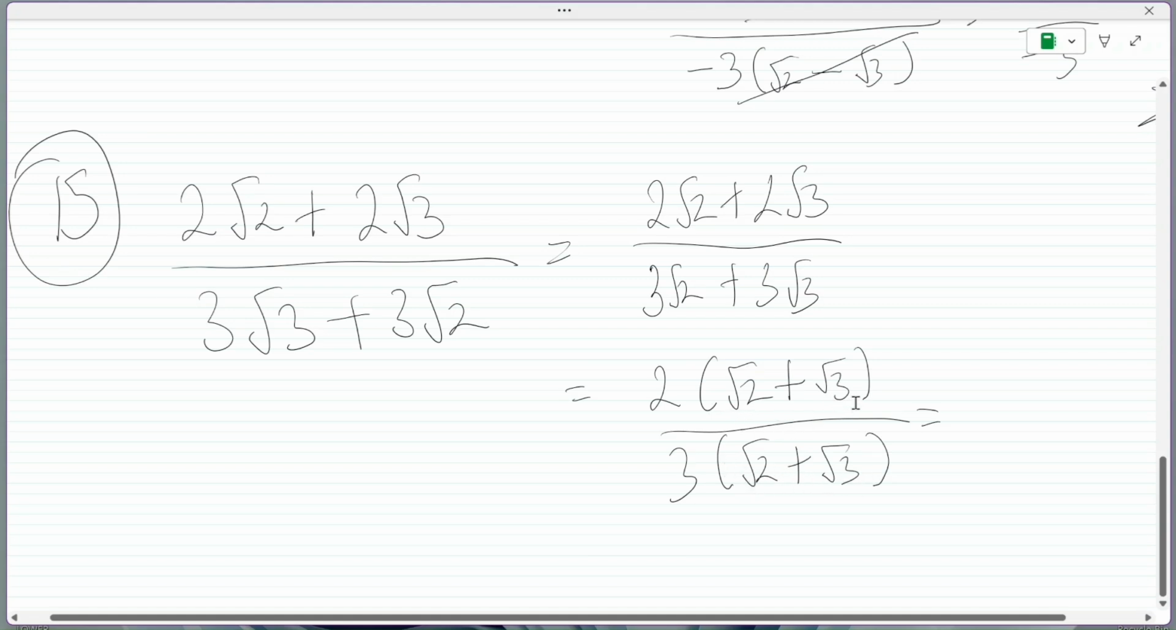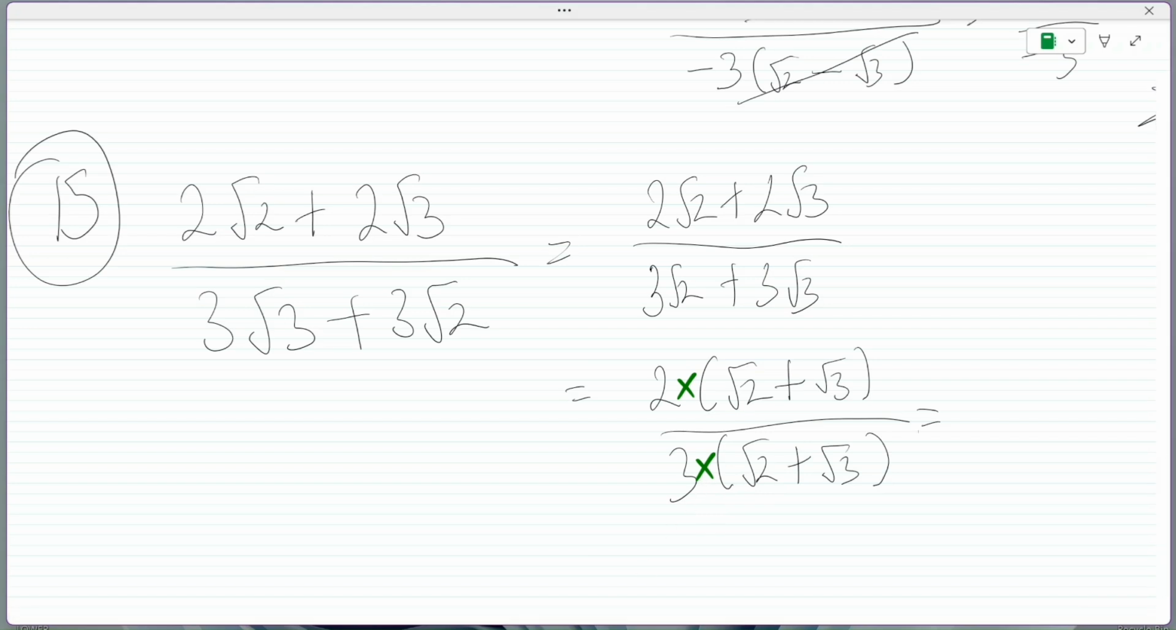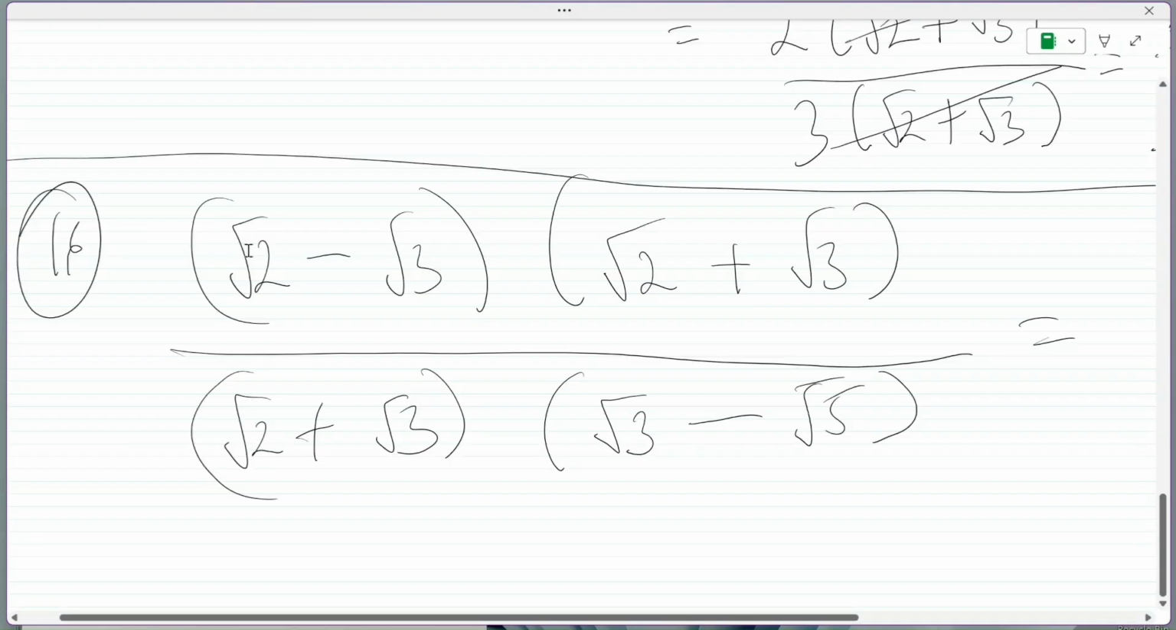You have root 2 plus root 3, root 2 plus root 3 in bracket, and the one at the numerator is linked to the 2 by multiplication, same as the one at the denominator. Provided they are linked, in this case, like 2 is linked by multiplication to the surds, and 3 whole number is linked to the surds by multiplication also. They can cancel out. This cancels this. Your answer will be 2 over 3. That's our final answer.